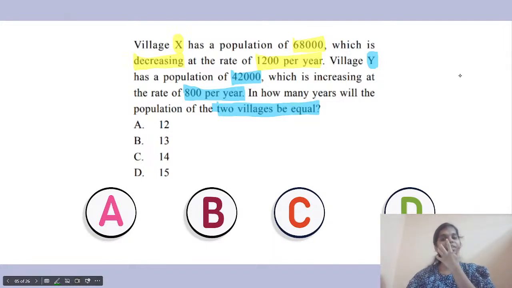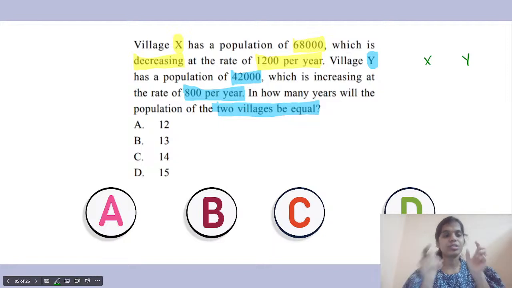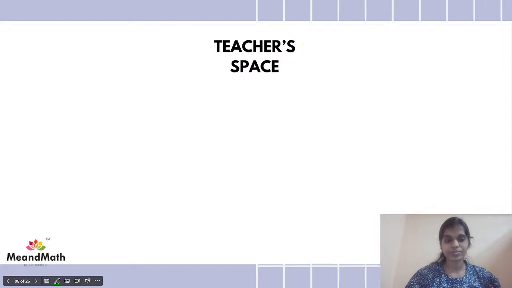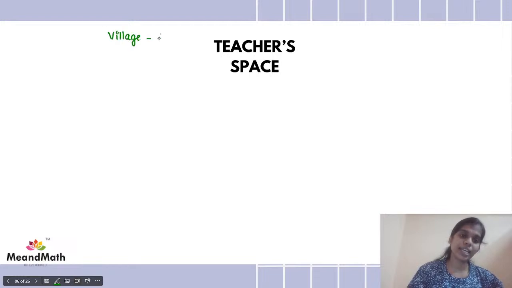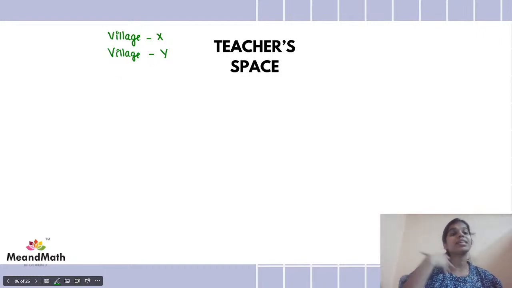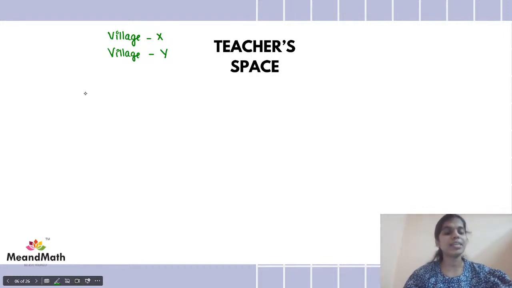Is it clear what we are discussing? We are discussing two villages, village X and village Y, right? Now I want to make the population equal, right? So the number of years it will take to make it equal is our question. So here I am taking, let the number of years be X.